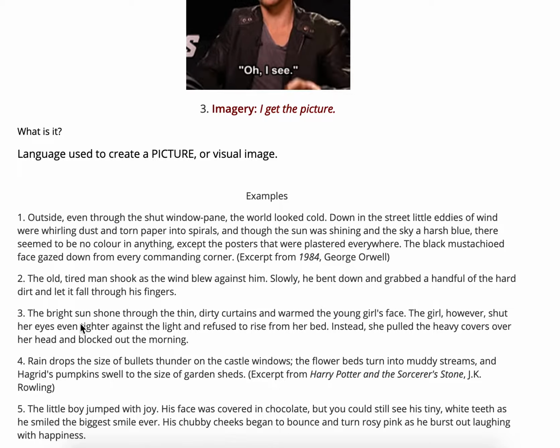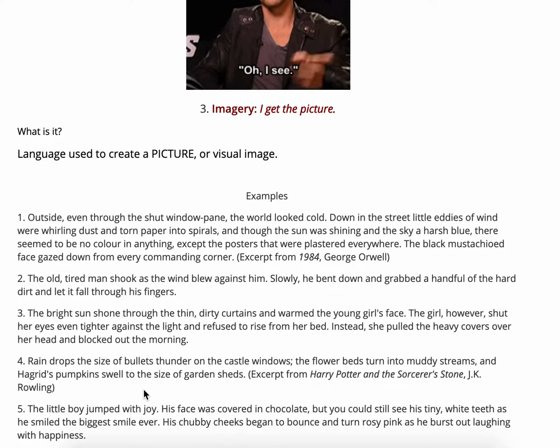All right. Raindrops the size of bullets. Bullets thunder on the castle windows. The flower beds turn into muddy streams, and Hagrid's pumpkins swell to the size of garden sheds. That is an excerpt from Harry Potter and the Sorcerer's Stone. I'm a Harry Potter fan, so just so you know. So let's talk about this. It's painting a picture, right? Instead of just saying it's raining outside, she's trying to really paint that picture.